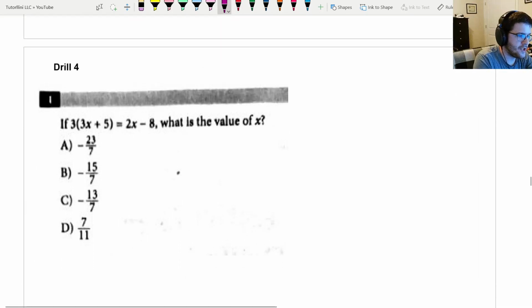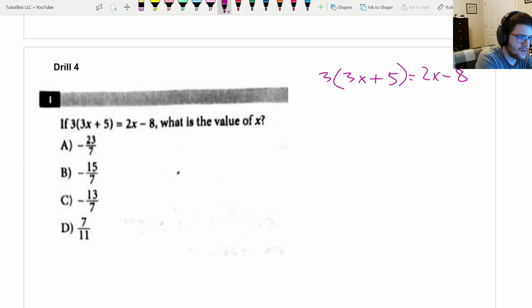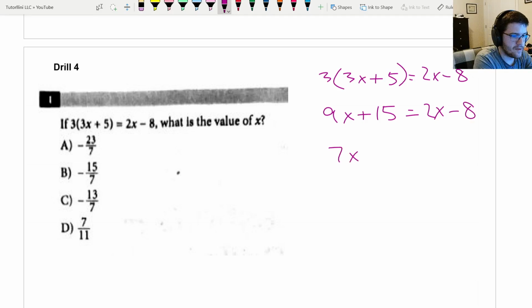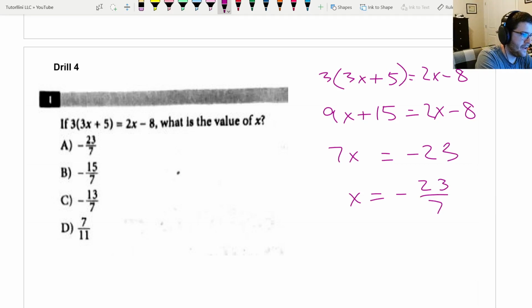Okay, so this is an equation. I'm going to first distribute. Let me just rewrite it so you guys can see. Okay, so we're going to distribute, and we'll get 9x plus 15 equals 2x minus 8. I'm going to subtract 2x from both sides. I get 7x. Subtract 15 from both sides gives me negative 23. Divide both sides by 7, and we get x equals negative 23 over 7. And that should be answer choice A, which is right.